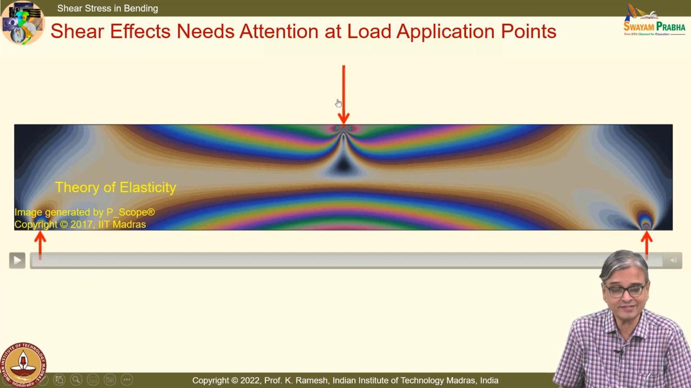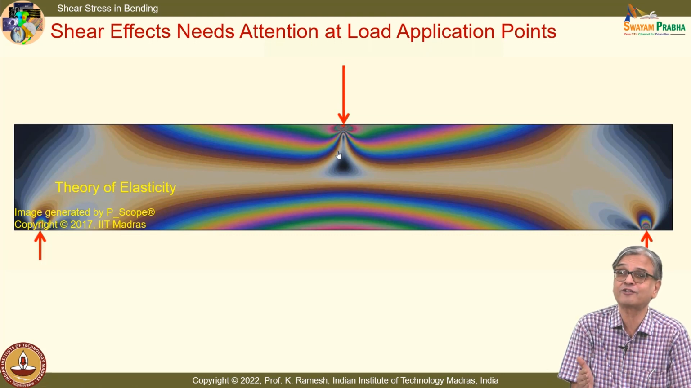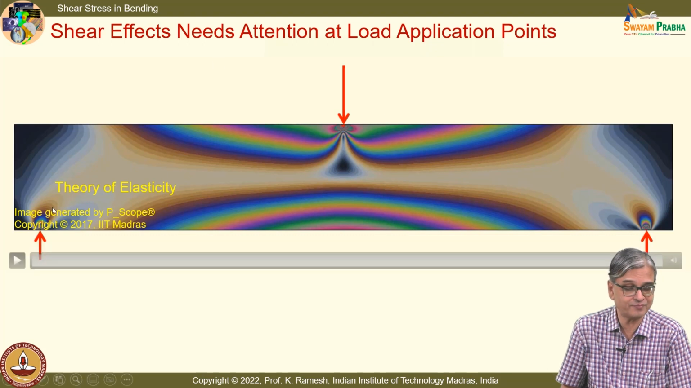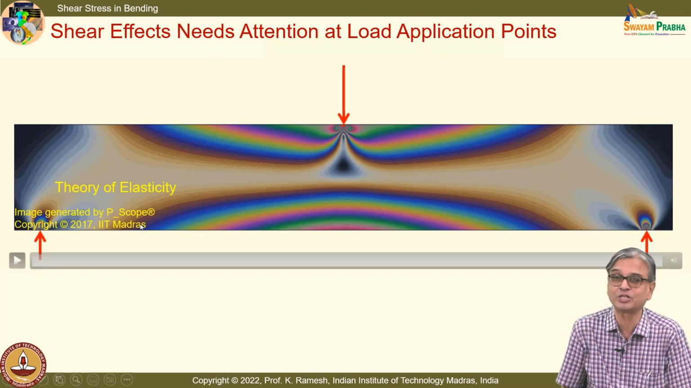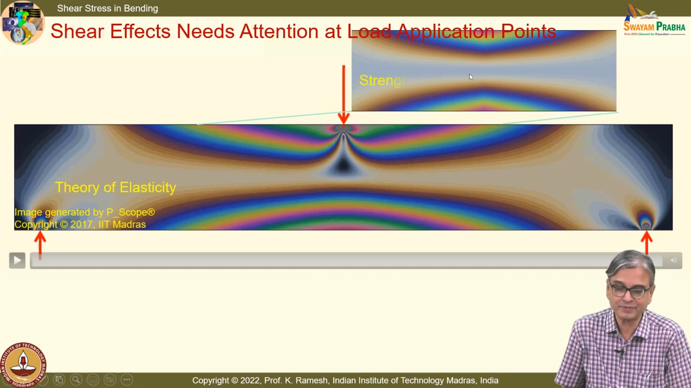And in theory of elasticity, if I have a concentrated load, it is very difficult to solve. I need to have Fourier components. And with 200 Fourier components, this image is generated by the virtual polariscope which we have seen. And let us look at what I get from strength of materials.